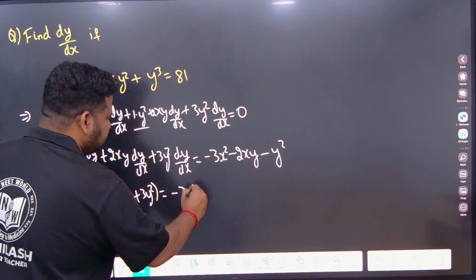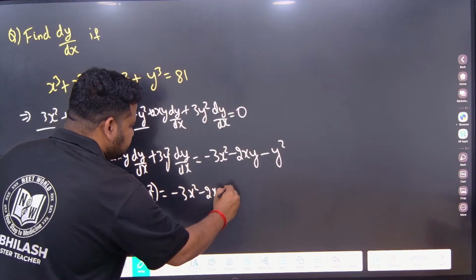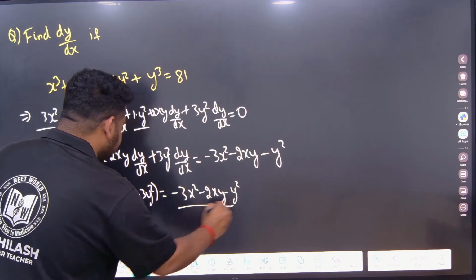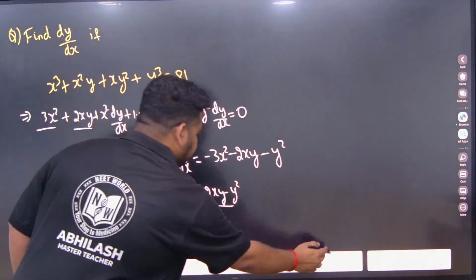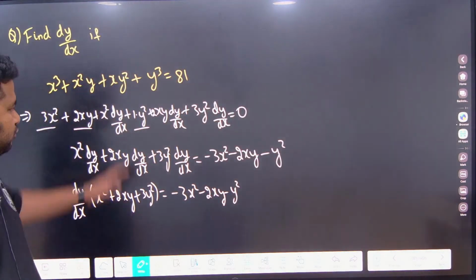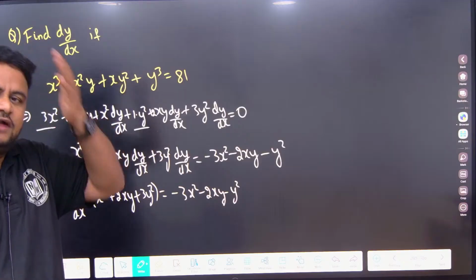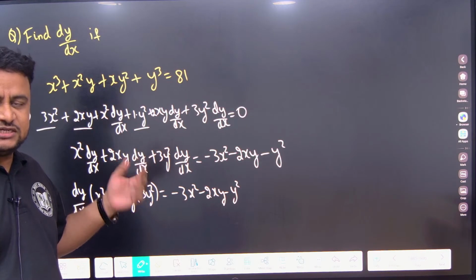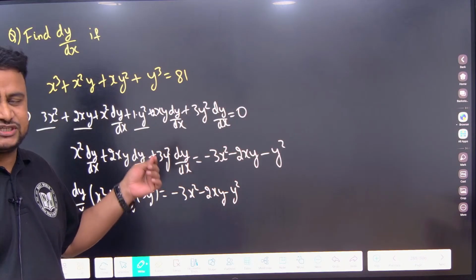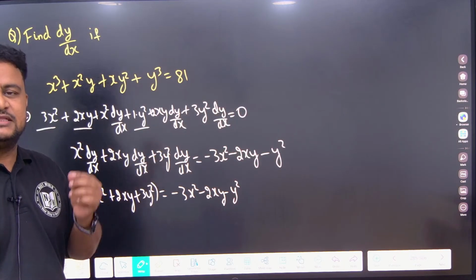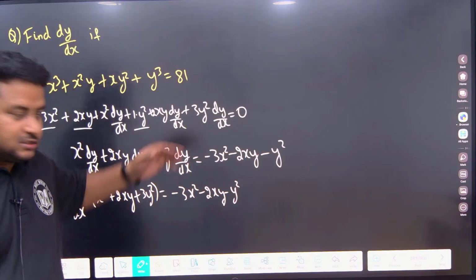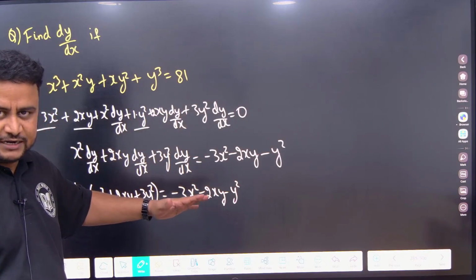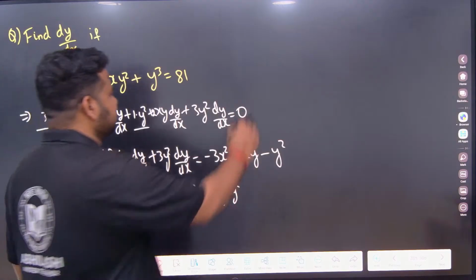Minus 3x square minus 2xy minus y square, divided by, next step will have that. See, actually you don't have to do these many steps. There is one method called partial differentiation. Using partial differentiation, when the function is an implicit function, you can find dy by dx very easily in one step. But I don't want to teach that now, because you will not understand that shortcut yet. You should understand differentiation even better first, then you can understand partial differentiation.